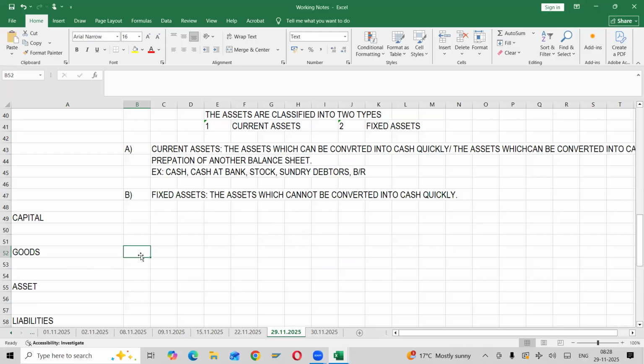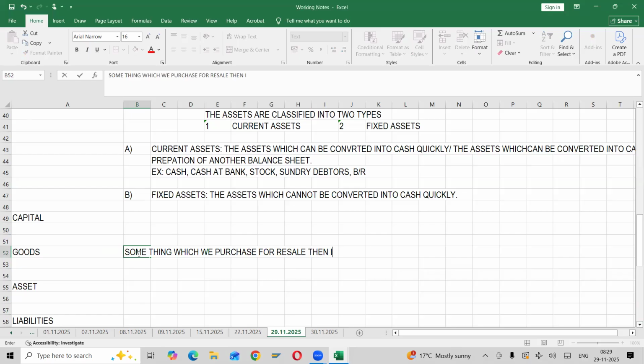Okay, again, I'm saying here. Goods are something which we purchase for resale for business purpose. So in simple terminology, what do you mean by goods? Something which we purchase or manufacture, which we purchase for resale, then they are considered as goods. What do you mean by this?